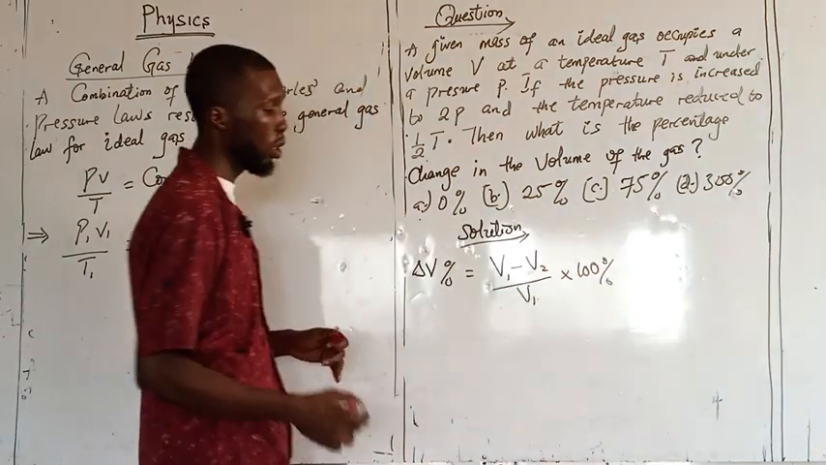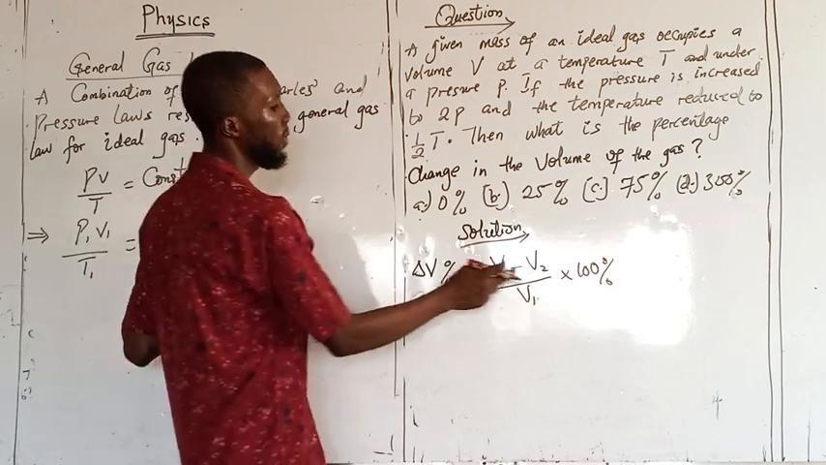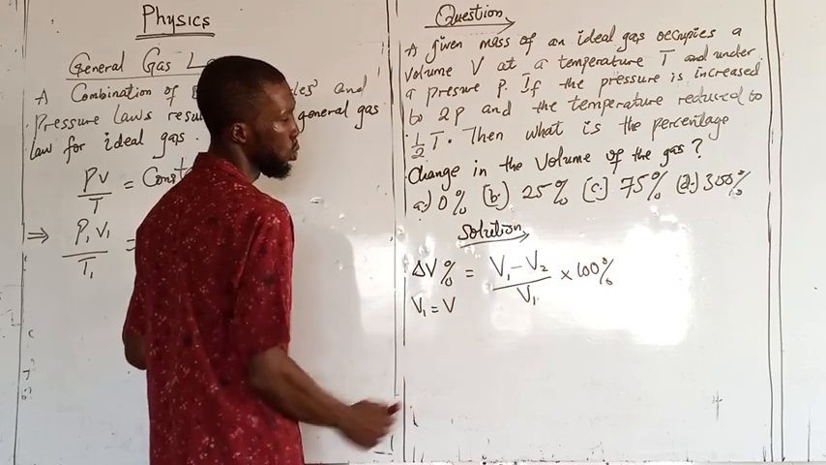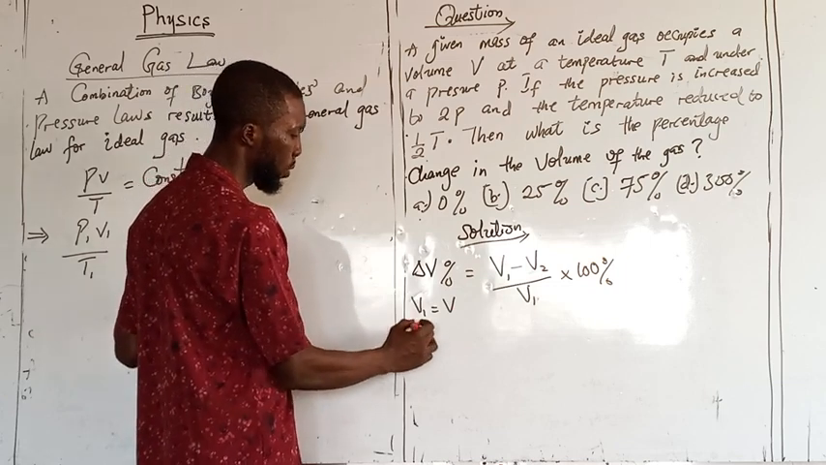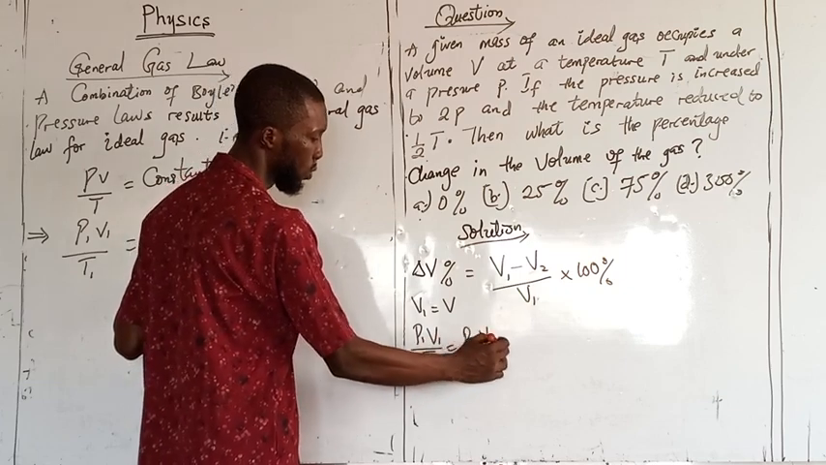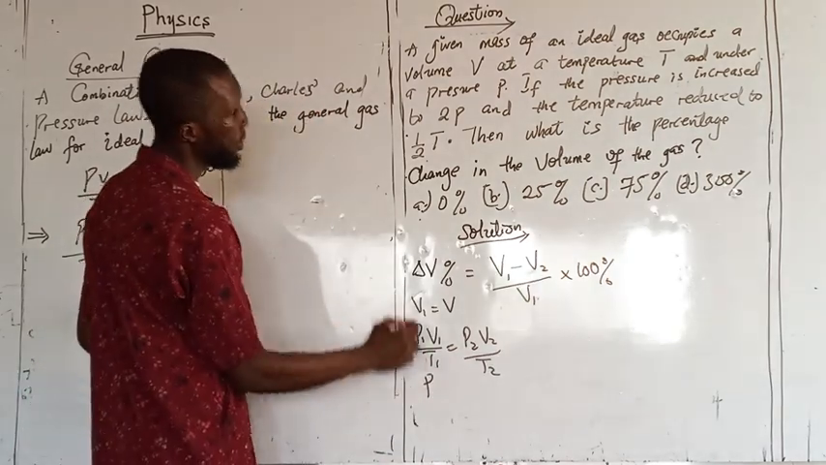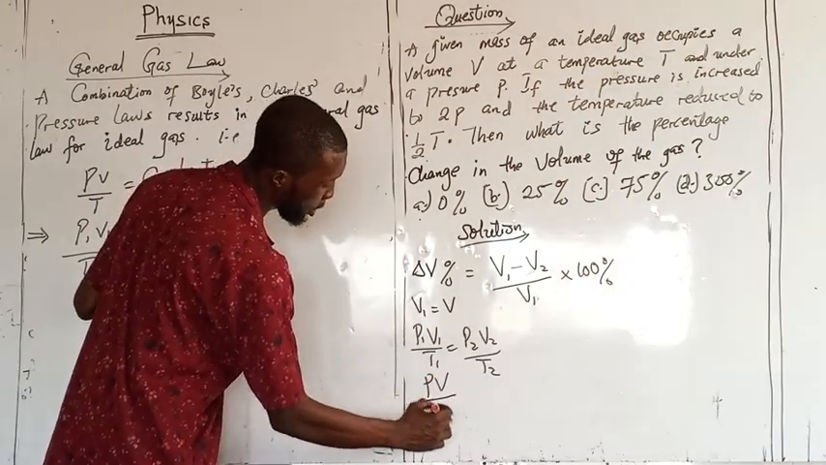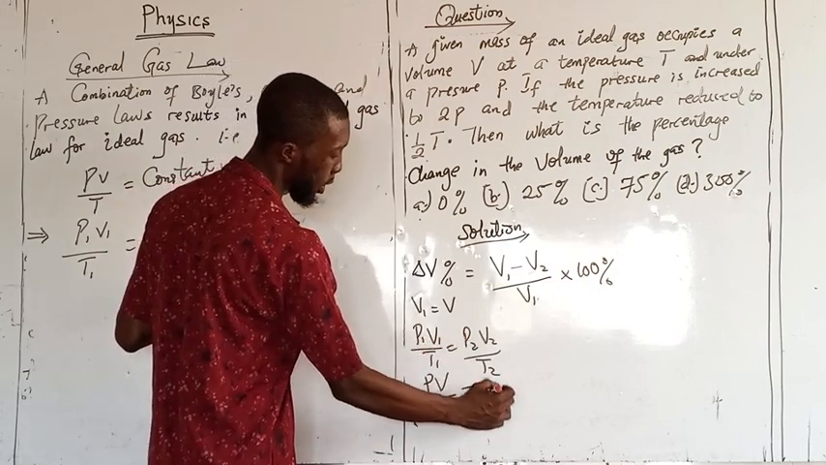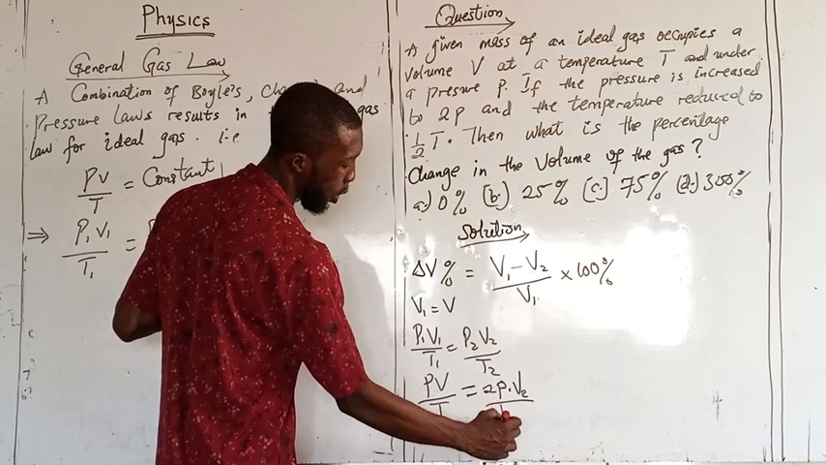We are doing this because it is a compression. That is why we are bringing V1 before V2. So we have to find our V2 because V1 is given already. V1 is equal to V. But we don't have V2, so we're going to apply the general gas law that says P1V1 over T1 equals P2V2 over T2. So our P1 from the question is P, our V1 is V, T1 is T. But our P2 from the question is 2P, our V2 is unknown, all over T2, which is half of T.